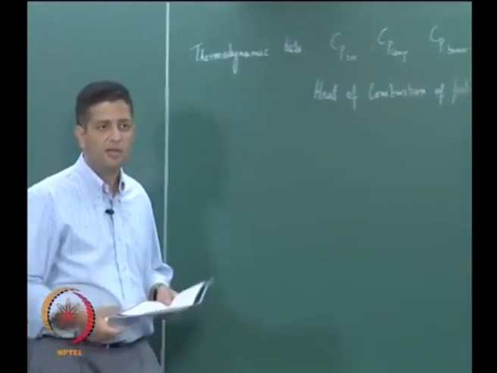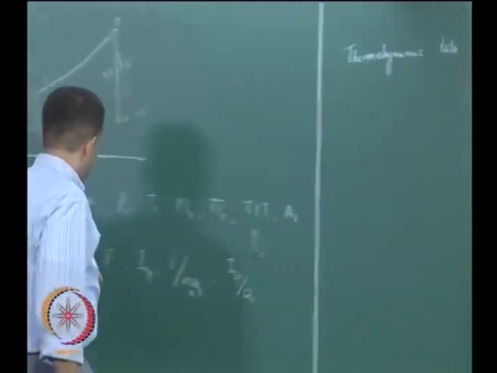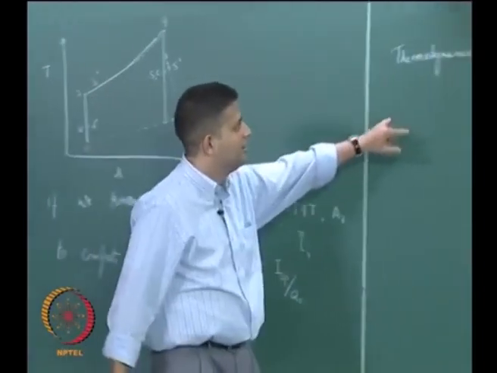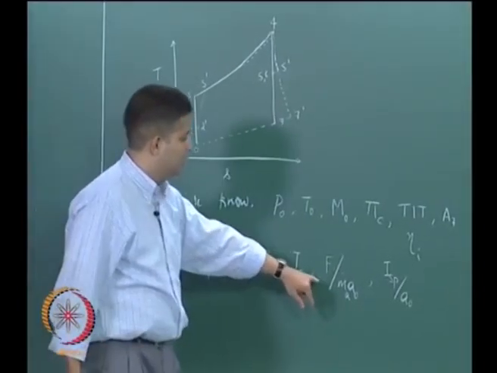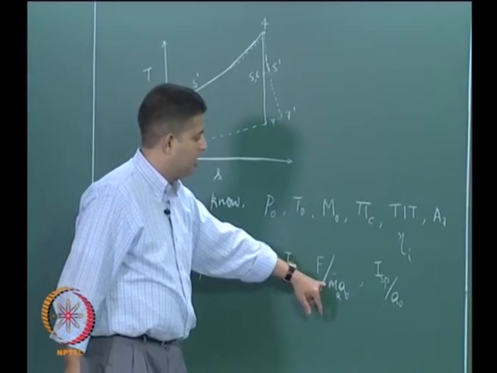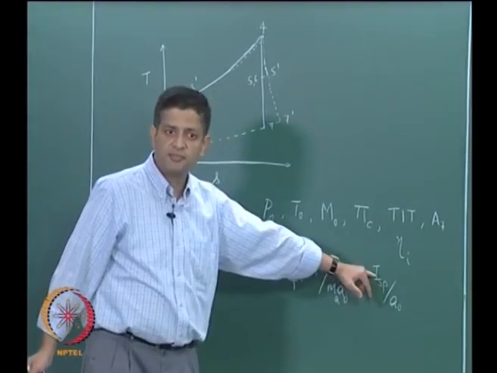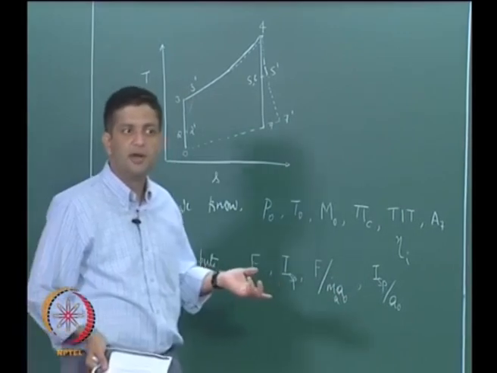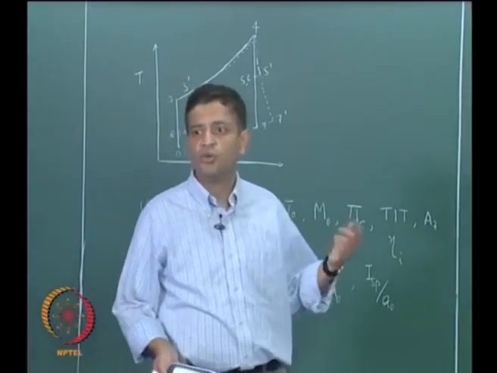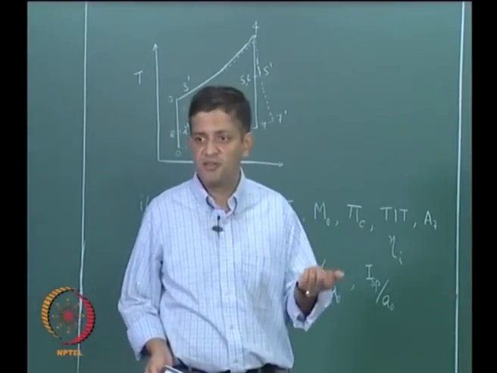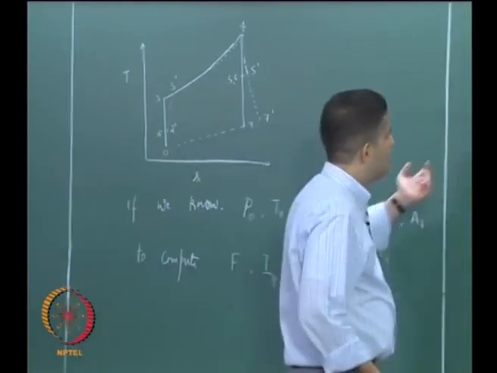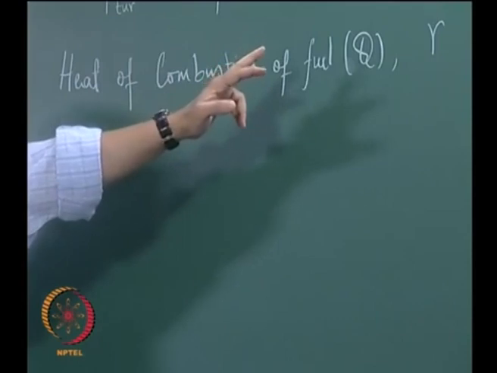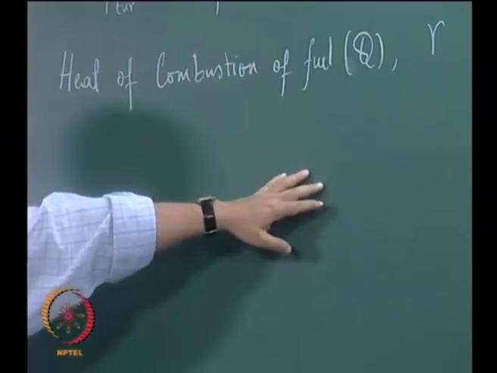right? If we know this, and if we know this, can we calculate thrust, ISP, non-dimensional thrust and non-dimensional ISP? This is under the condition wherein you could have bleed, you could have efficiencies being different from 1, and also all these CPs being not equal to 1 and gamma being also different. Okay.